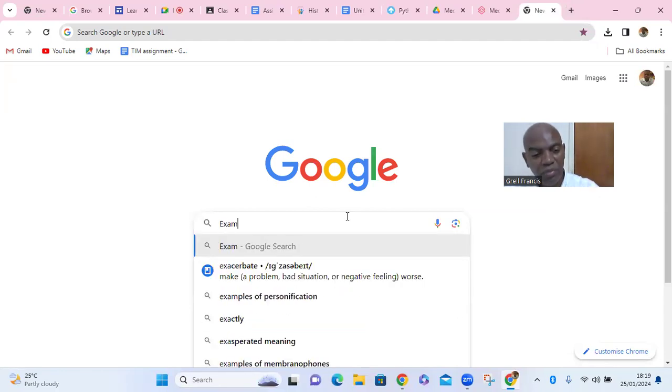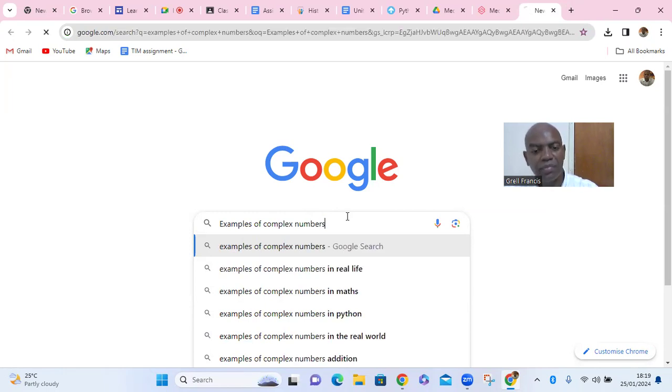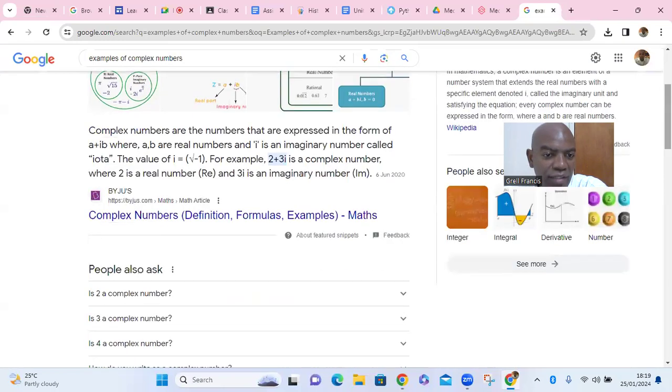So you can simply type in Google examples of complex numbers. And here it goes again and says complex numbers are numbers that are expressed in the form of a plus ib. i is representing the imaginary number. b is a real number, but i, that's the imaginary part because you have i by it. So for example, 2 plus 3i. 2 is the real number, but 3i is the imaginary part. When you combine them, you have what you call a complex number.